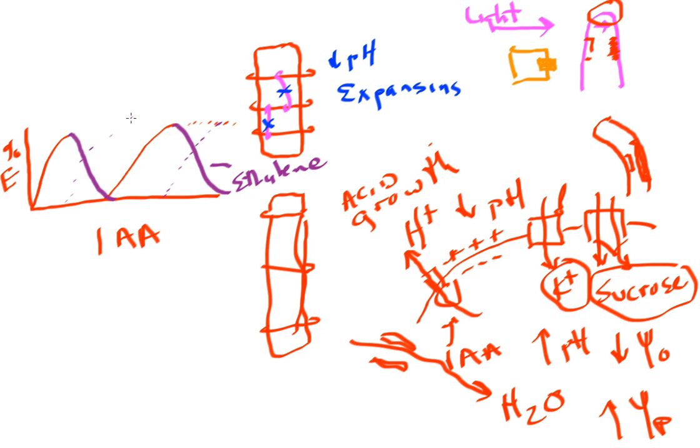Okay, so here would be the root response to auxin with respect to elongation, and the shoot. This is the root side of the graph. This is the shoot side of the graph.